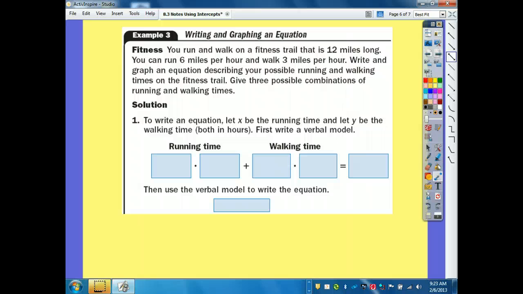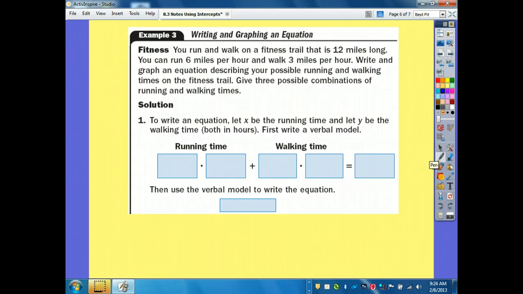So with what we just learned using both x and y in our equations, how can we use this to represent and find out what they're asking for? You run and walk on a fitness trail. The fitness trail is 12 miles long. What is that in math? Equal. So is 12. Where do you suppose we're going to put the 12? Yes, behind the equal sign. It equals 12. This trail equals 12 miles. You can run 6 miles per hour. So we know that we can run 6 miles per hour. We can walk 3 miles per hour. Write and graph an equation describing your possible running and walking times on a fitness trail. Give 3 possibilities of combinations of running and walking.